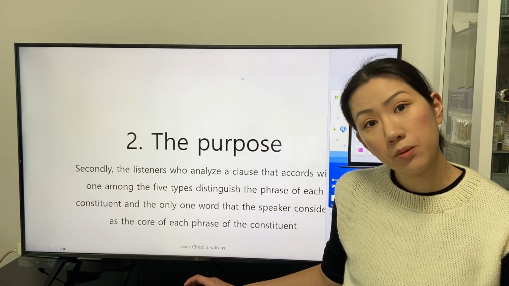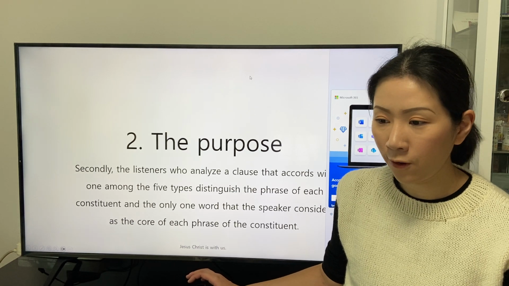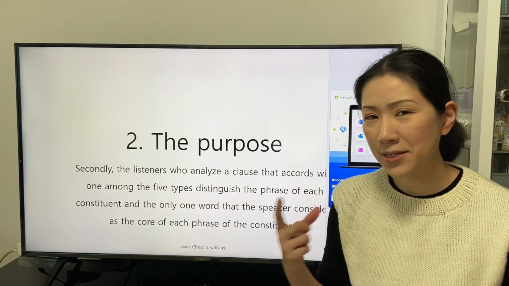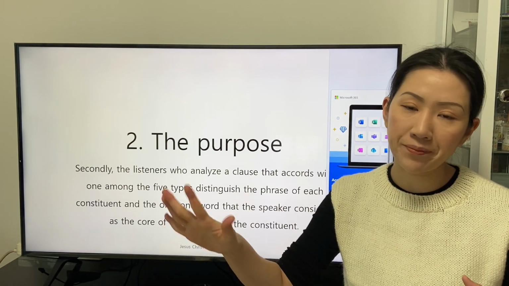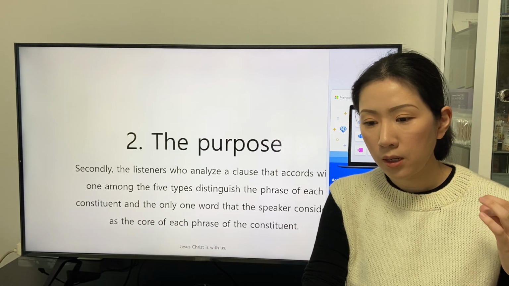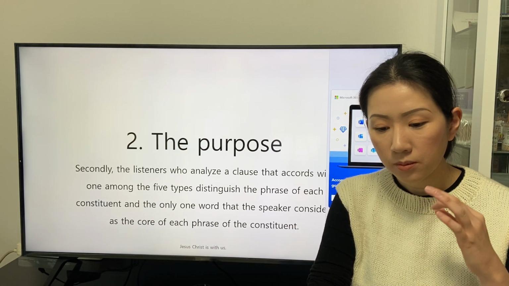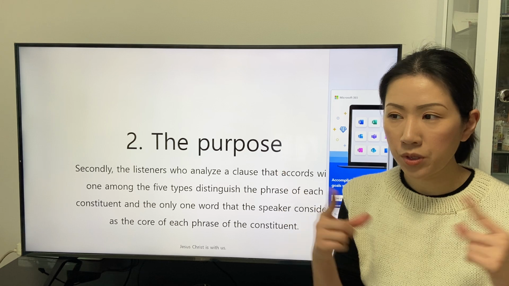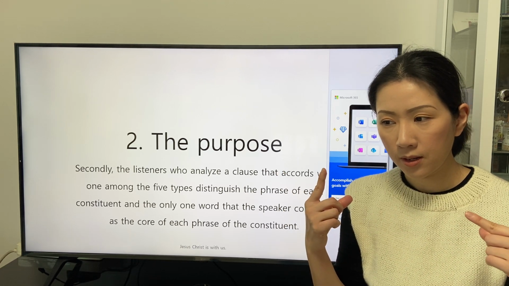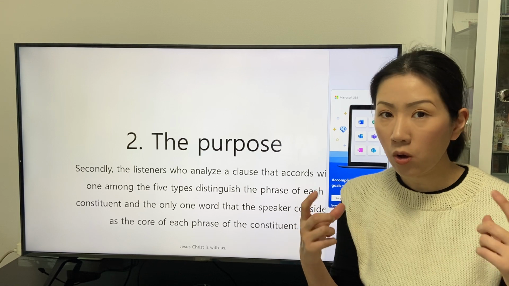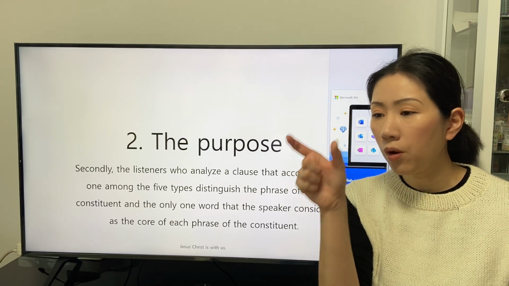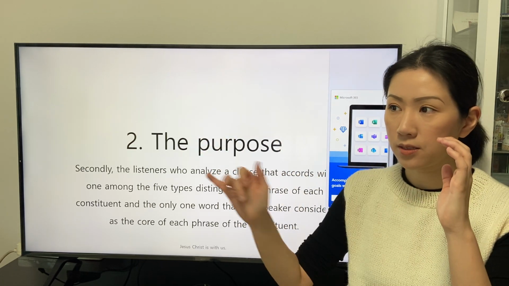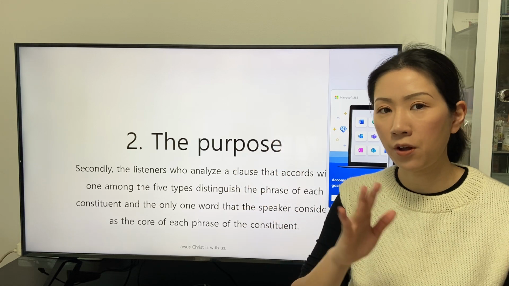The good point of using or analyzing a clause through the 5 types of clause is that we can easily recognize the core word in a phrase. For example, there is a phrase of a noun.